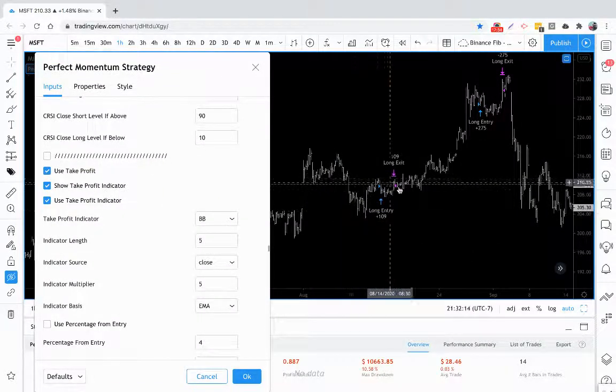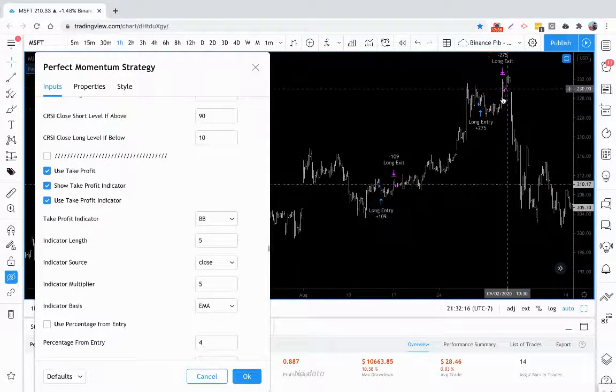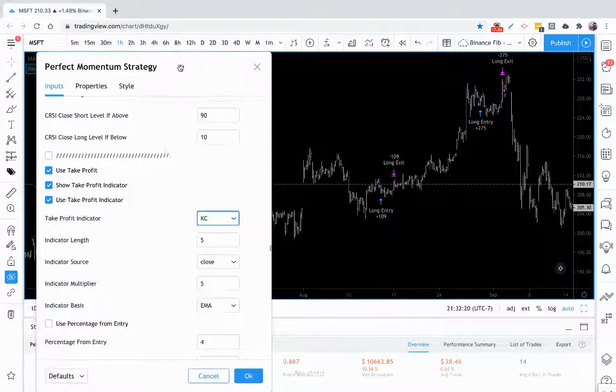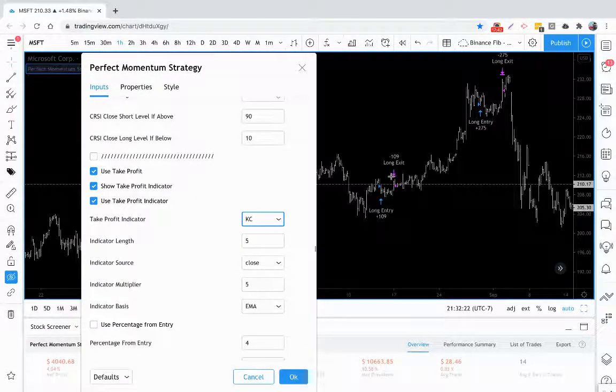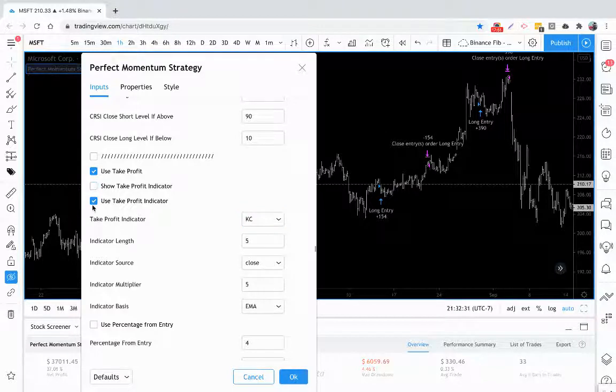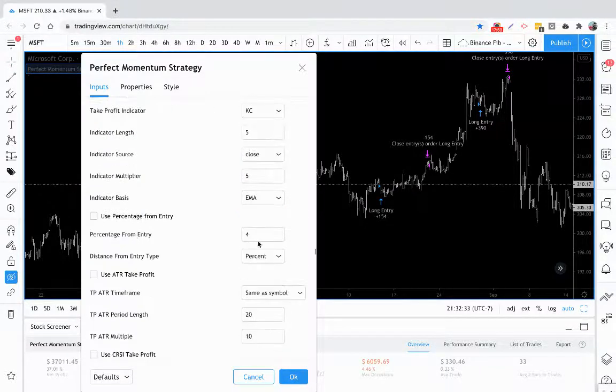So here, this was a Bollinger Band exit. This is another Bollinger Band exit. If I change it to Keltner channel, these are Keltner channel exits, and you can change your indicator length or multiplier. Now, if you want to use a fixed percentage from entry to the 100%, you can do that for your take profit. I'll show you that as an example.